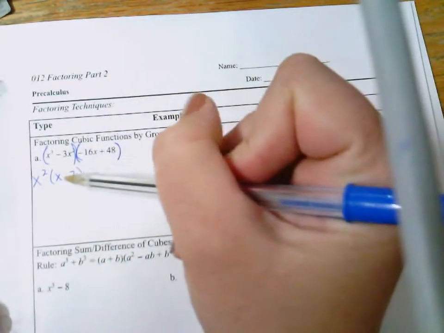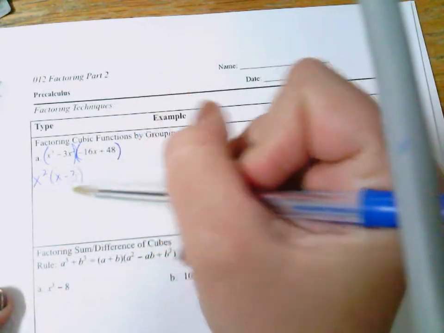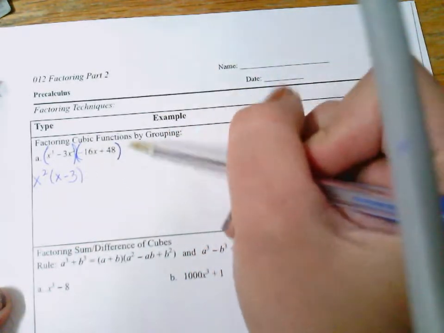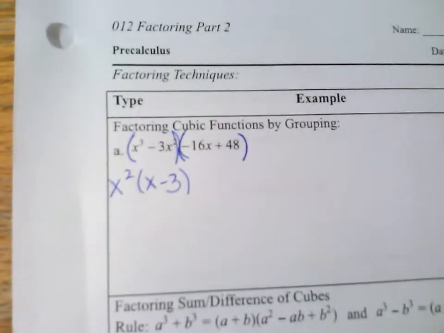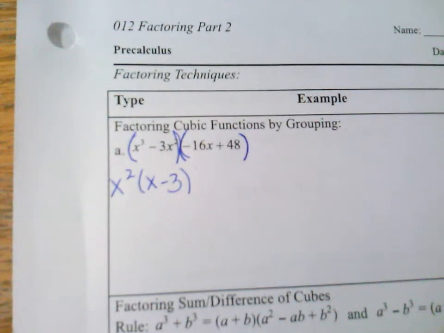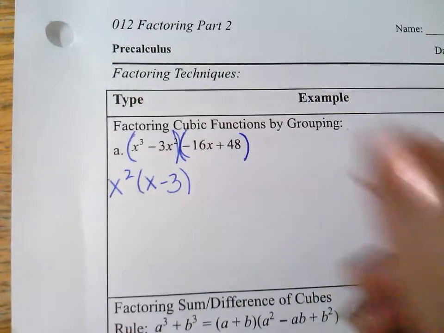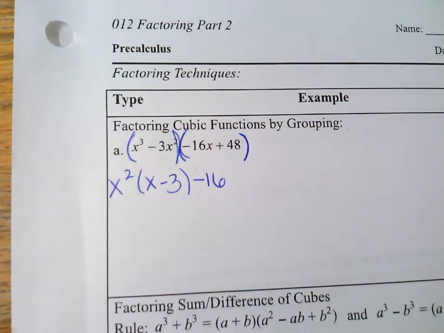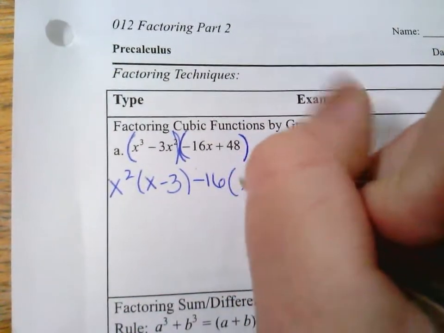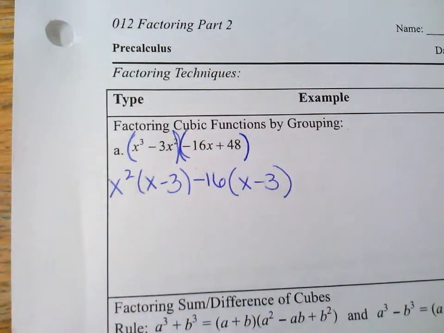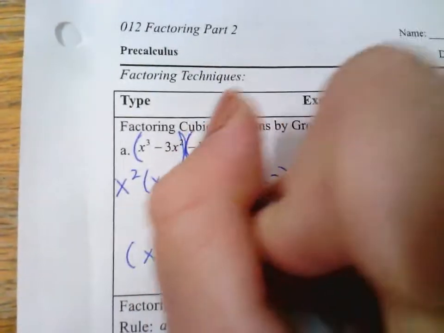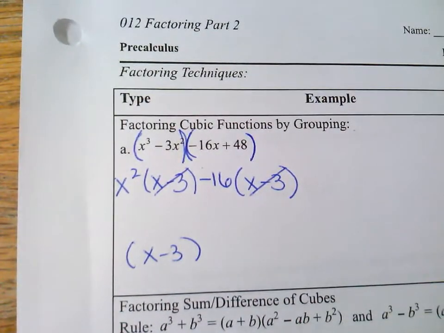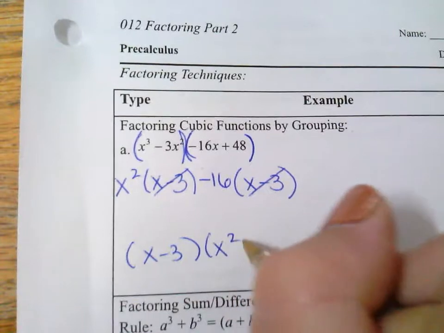And I'm kind of looking to see if I can get x minus 3 from this second part of the function here. A little blurry. So I can factor out a negative 16, and if I take out negative 16, I get x minus 3. So the two x minus 3's can get factored out, and then I would have left x squared minus 16.